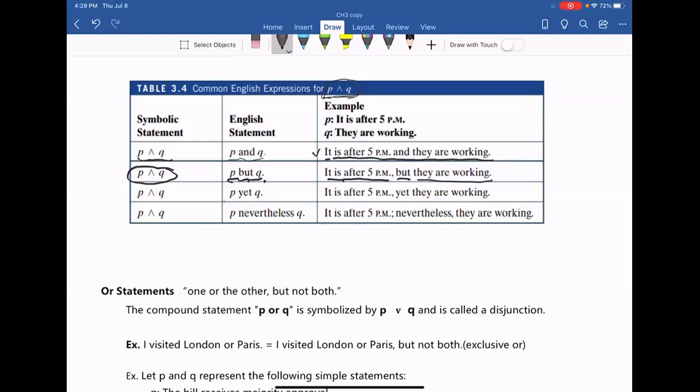Another expression is P yet Q: it is after 5 p.m. yet they are working. Another equivalent expression is P nevertheless Q: it is after 5 p.m. Nevertheless, they are working.